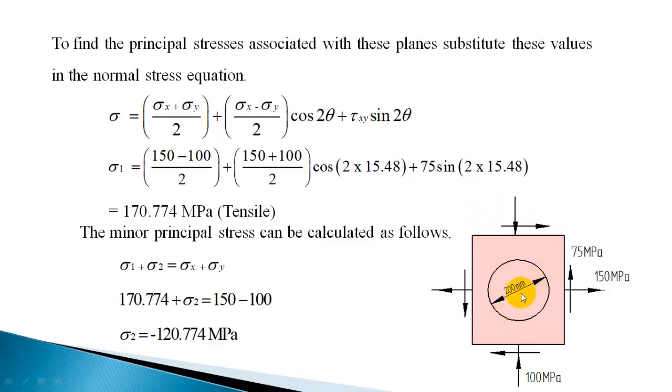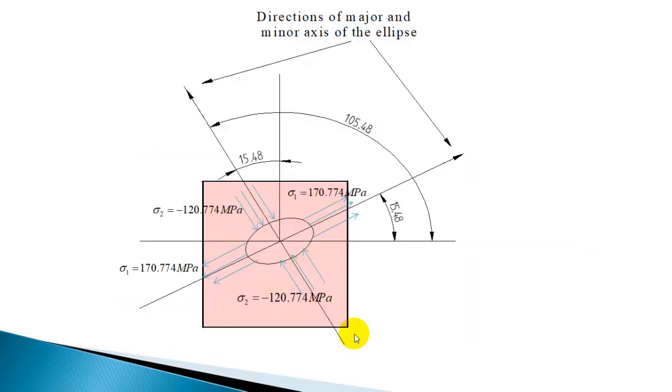So the tensile stress will act perpendicular to that plane, and the compressive stress will act perpendicular to it. Let us show it on a diagram. Now this is a 15.48 degree plane, and on this plane, normal to it, the stress will act. So this is the first principal plane. On that plane, normal to it, you will have the major principal stress 170.774. Perpendicular to this plane, you will have compressive stress acting like this.